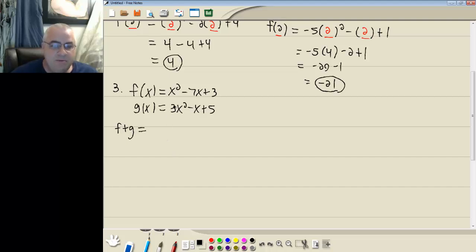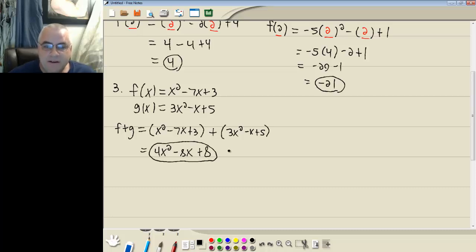Well, when you're adding polynomials, you just put each one of those in with parentheses around them. So I got x squared minus 7x plus 3 with parentheses around them, plus, and then we put parentheses around 3x squared minus x plus 5. Now when adding these together, these parentheses don't actually do anything, so we combine together like terms. x squared plus 3x squared is 4x squared. Negative 7x and negative 1x gives us negative 8x. 3 plus 5 gives us 8. So that'd be our answer.